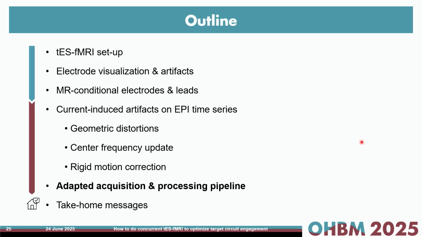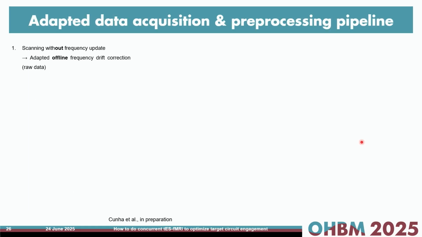So we've identified the main sources of artifacts, and now we try to develop an acquisition pipeline that is robust to them. So we would have to start with scanning without online frequency update, but we would still have to correct that offline, otherwise we would have these drifts in the image. So we would have to extract the raw data from the scanner, and that's the main bottleneck for not really being feasible to do this in practice. We'd have to extract the raw data and do this correction offline by knowing what the current injection scheme was, so that we can regress that out.